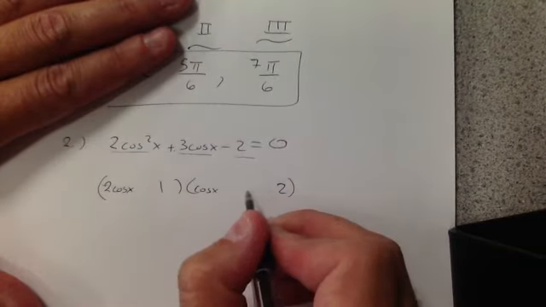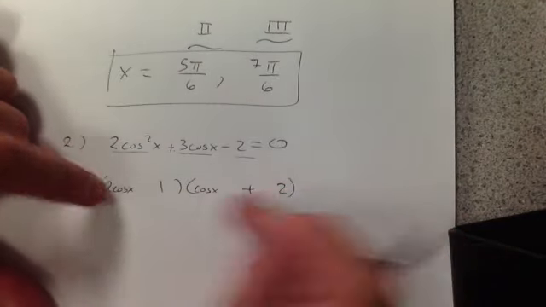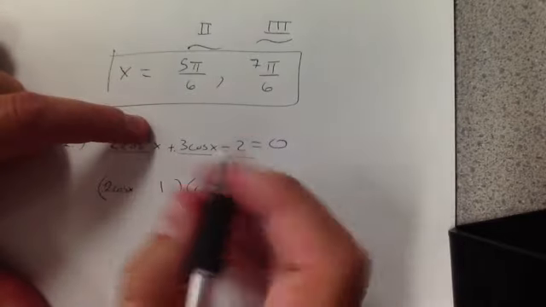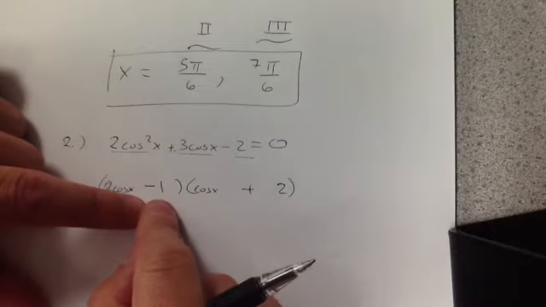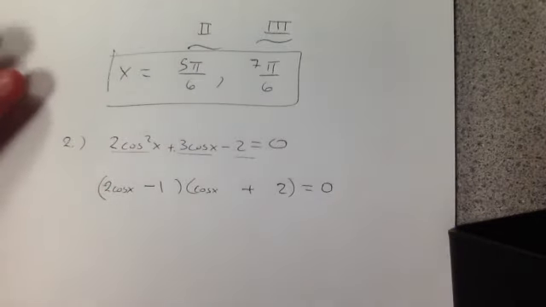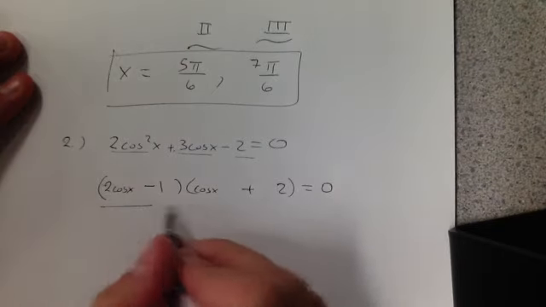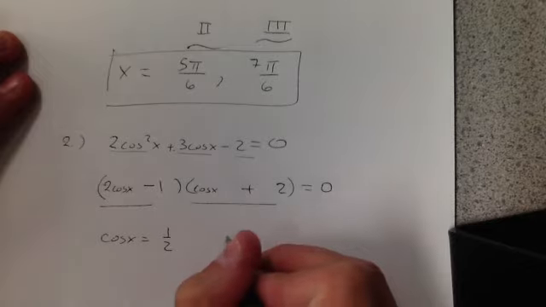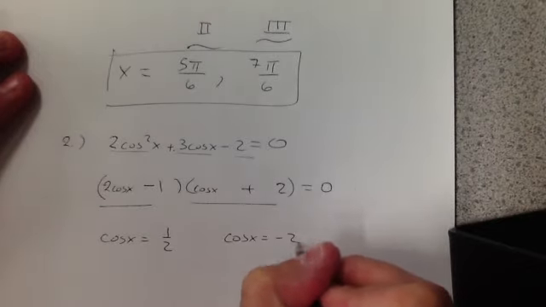I want positive, so that has to become a positive 4 when I FOIL, right? Outside, that becomes 4, and this has to become minus 1 to make it a 3. And just make sure that the negative 1 times 2 is negative 2. Set that equal to 0. Use the zero product property. Set each one of those equal to 0. Cosine x equals 1/2. Cosine x equals negative 2.